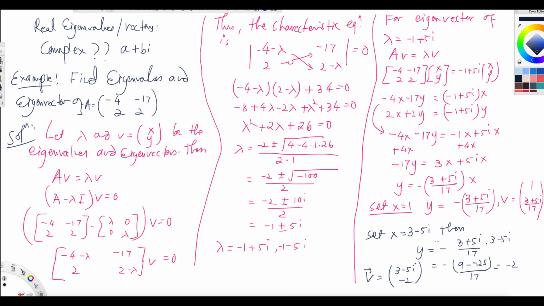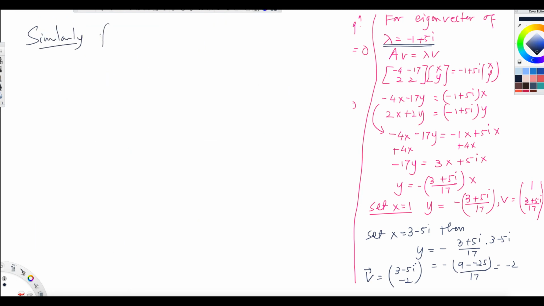So to find another eigenvector, because this is the first eigenvalue I took to find the eigenvector. For the next one, I will do the similar thing. For lambda equals negative 1 minus 5i, I'm taking the second eigenvalue. You do A v equals lambda v, and simplify, okay?